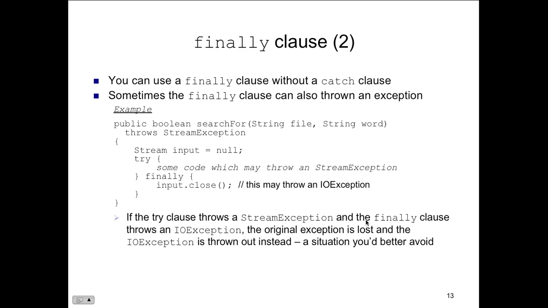So if you try to throw an IO exception in the finally clause, the original exception is lost, and the IO exception is thrown out instead. A situation you'd better avoid, because if the finally clause throws an exception, it replaces whatever queued up exception was already available. So if you've ever seen a situation in which IO exceptions just keep getting thrown one after the other, and you really only see the last one, because they're all hidden in there, but it's the last one that you end up actually seeing on the screen, which is essentially what's going on here.